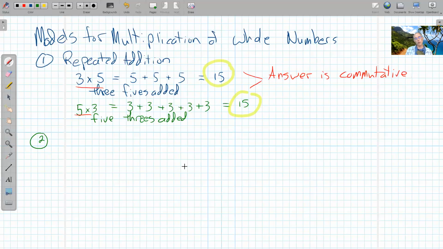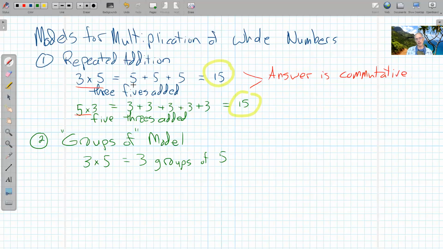Second model is a little bit more physical than the repeated addition. It's what I call the groups of model. Sometimes it's called the set model for multiplication. And it's a literal replacing the multiplication symbol with the phrase groups of. So 3 times 5 really means 3 groups of 5.